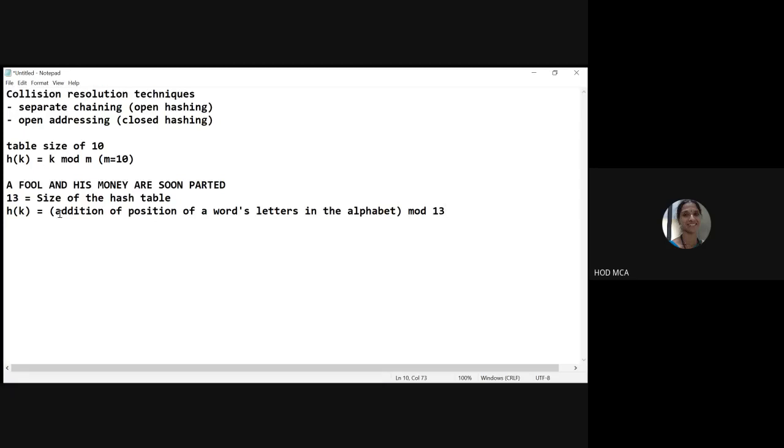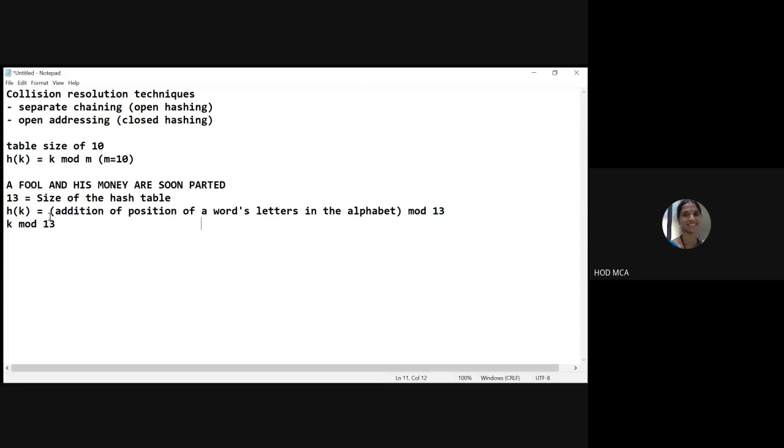Listen to me. In the previous example, we had taken numbers, so we simply took h of k is equal to k mod 13, right? Because it was an integer, we could very easily find the mod value with respect to 13. It was not difficult for us. Now since we have letters, we should see how we can find the mod with respect to 13.